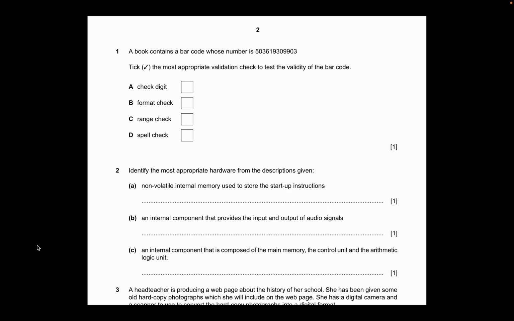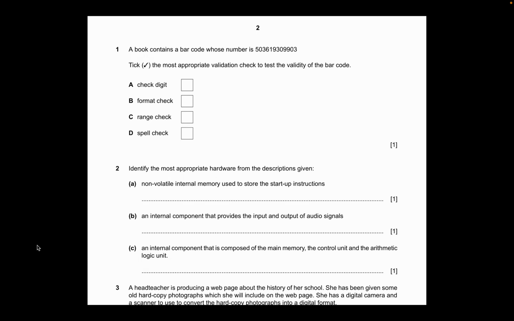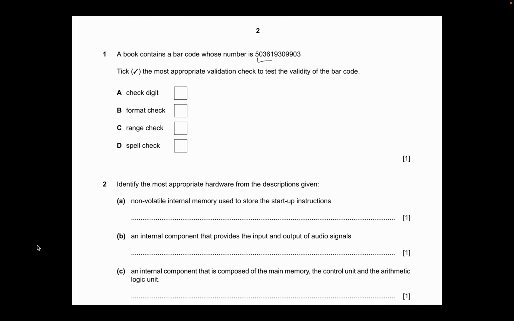The first question is, a book contains a barcode whose number is 503619309903. Take the most appropriate validation check to test the validity of the barcode. So out of all these points, between these 4 points of check digit, format check, range check, and spell check, to test the validity, since this is a numerical value, if you look closely, let's just zoom in, this is a numerical value. It's a list of data consisting of numerical data values.